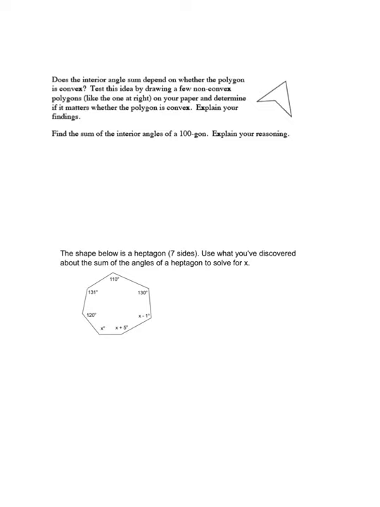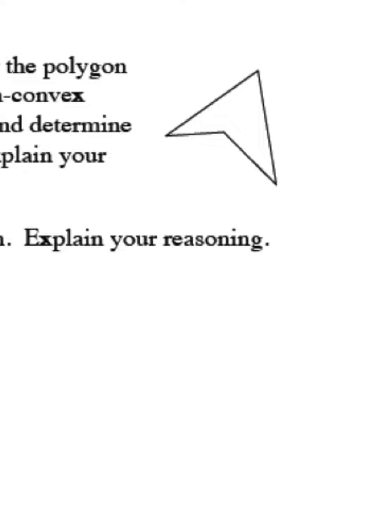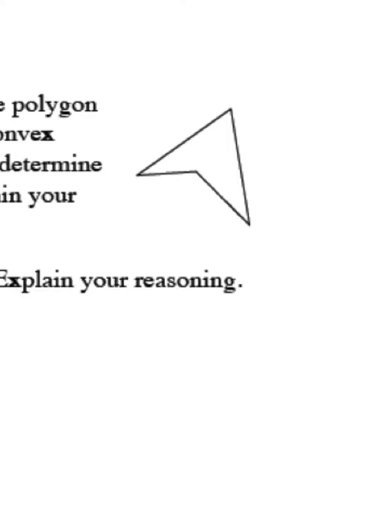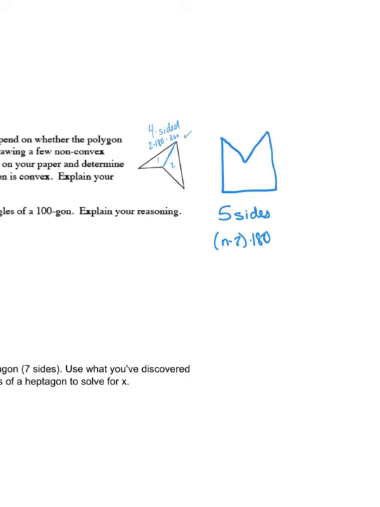Does the sum depend on whether the polygon is convex? Test this by drawing a few non-convex polygons like this one. I'll test it for this one. So this is a 4-sided figure, and based on my table, it should have 360 degrees because 2 times 180. If I look at this, I can split it into 2 triangles, so it still works for this figure. What about this 5-sided figure? It is non-convex. So I would know using the formula that it would have n minus 2 times 180 degrees. Well, if n is 5, that'd be 3 times 180 degrees, or 540 degrees.